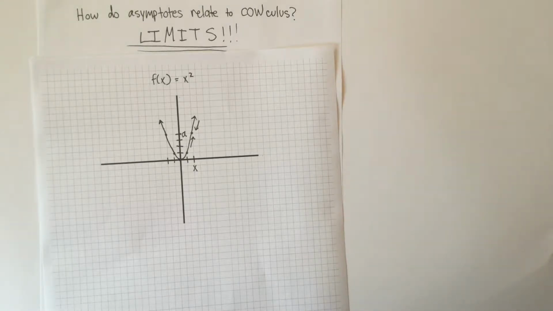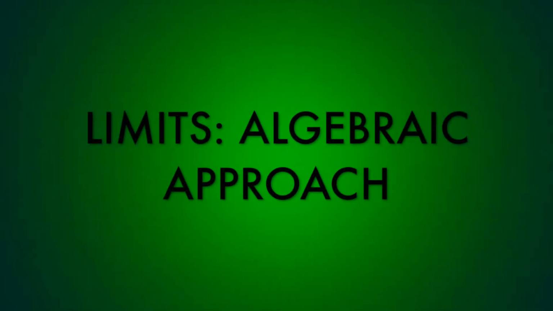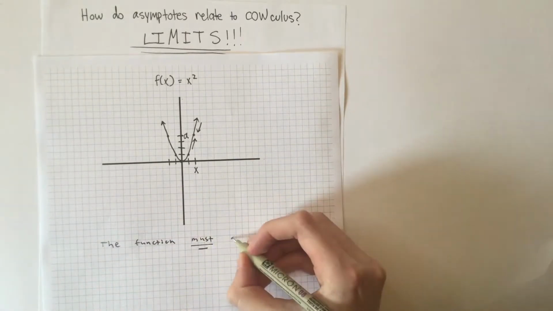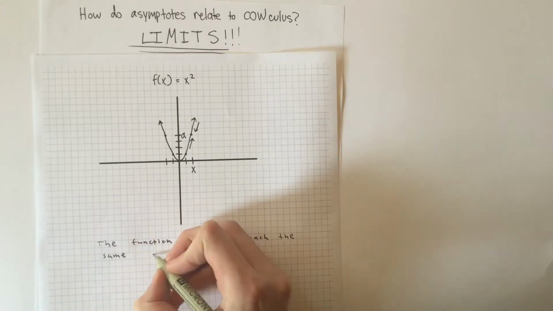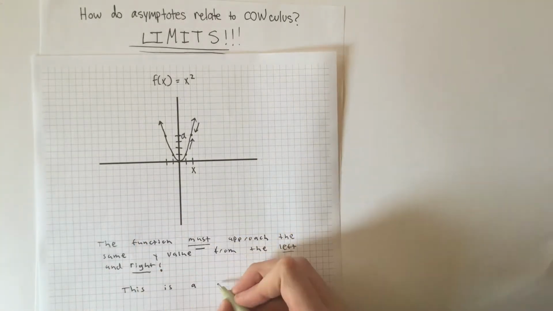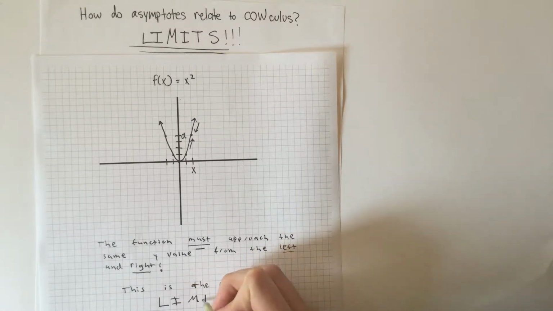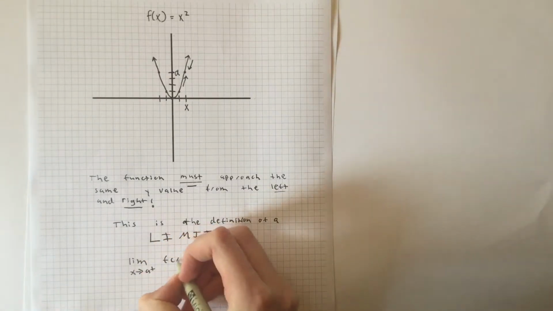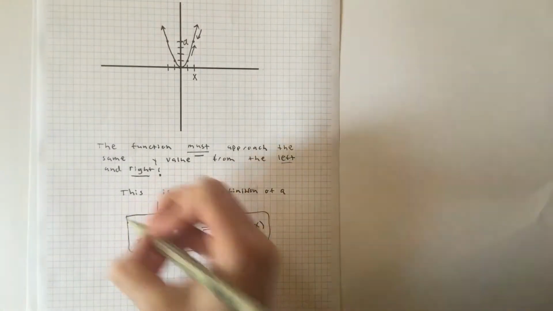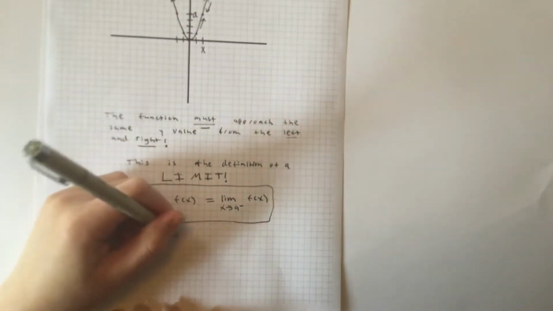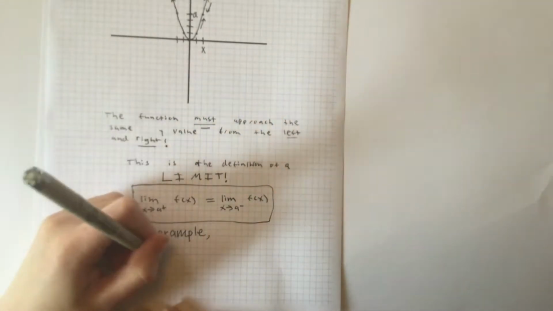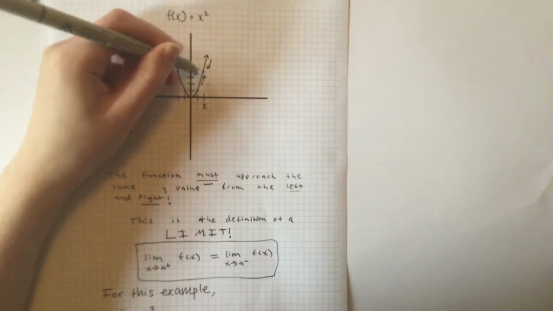That's important to note. Now we're going to take a more algebraic approach. So the function must approach the same y value from the left and right. This is the definition of a limit. And this in algebraic terms, or just notation, is the limit of f of x from the right equals the limit of f of x from the left. That's very important to note, so I'd write it down and put it in your notes. And for the specific example, the limit as x approaches 2 of x squared equals 4.